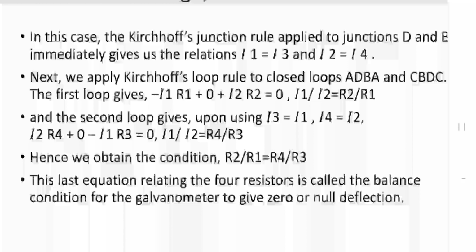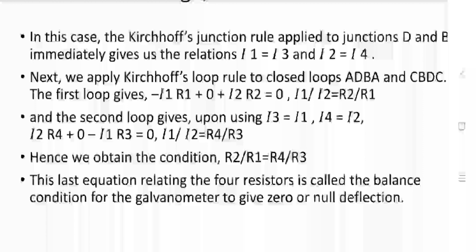We can say that if we have the condition R2 by R1 equals R4 by R3, then no current is going to flow through the galvanometer, Ig will be 0, and this balance condition is available for the bridge.